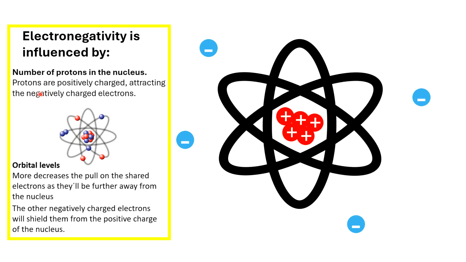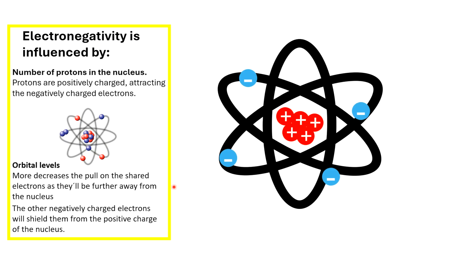You should know that protons are positively charged and they're in the nucleus, the center of the atom, and that positive charges attract negative charges. And what's negatively charged? Electrons. That's why the more positively charged the nucleus is, the more protons it has, the more it's going to attract electrons.